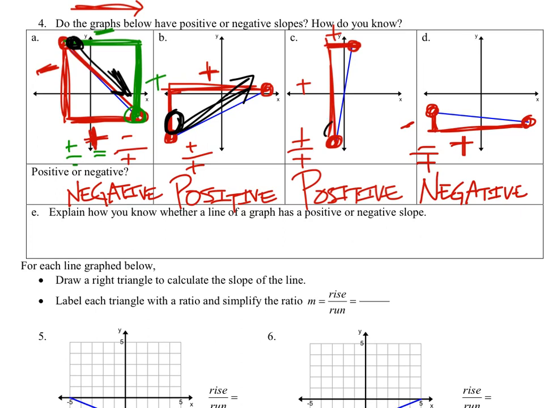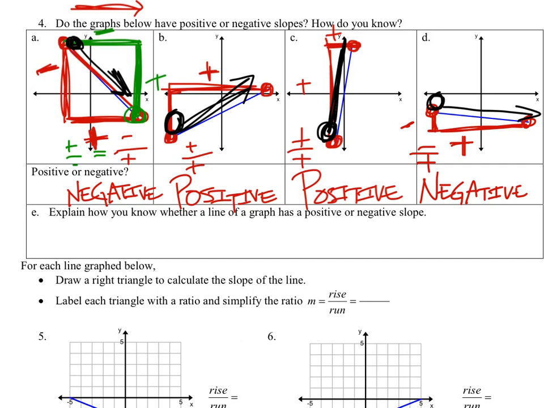See, now if I was on C, I would probably just not go anywhere because it's too steep. But if I were, I would have to climb this horrible thing upwards, which makes the slope positive. D, on the other hand, bam, I can just sit down and roll downwards. So that makes that one negative. Explain how you know whether a line of a graph has a positive or negative slope.